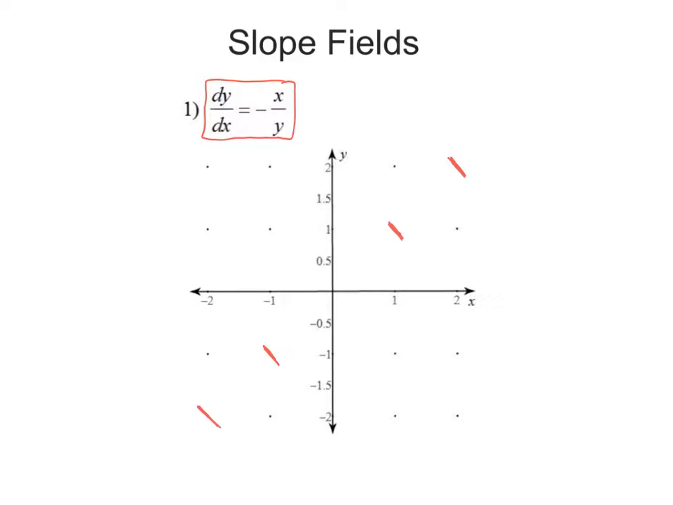Now, what if x is 2 and y is 1 over here? That would be negative 2 over 1, so that's a little bit steeper. A slope of negative 2 is, just imagine a line you're graphing. It goes down 2 over 1. So I want about this level of tilt on this thing.